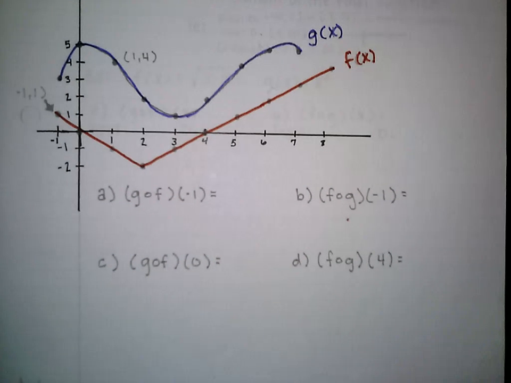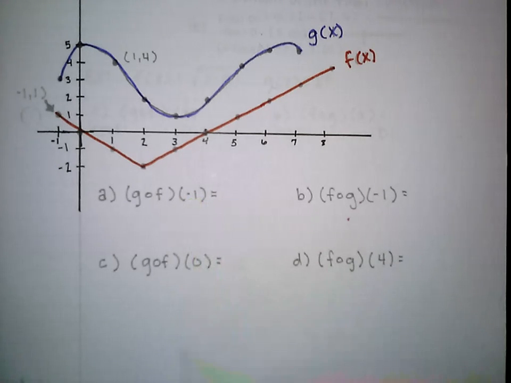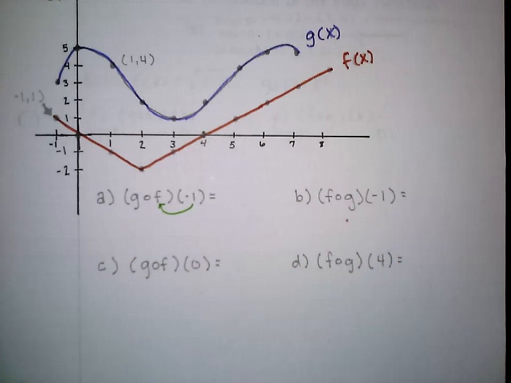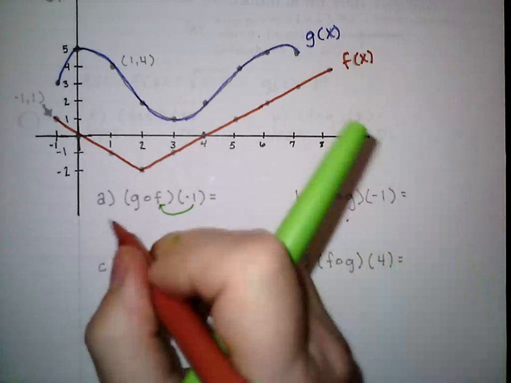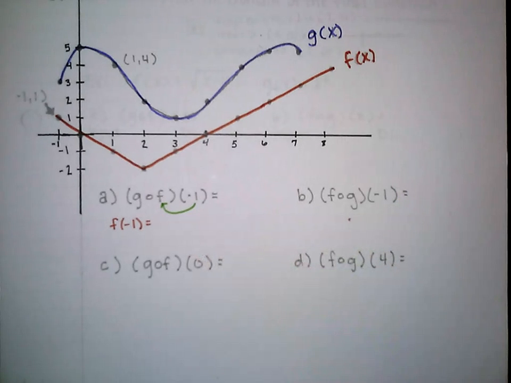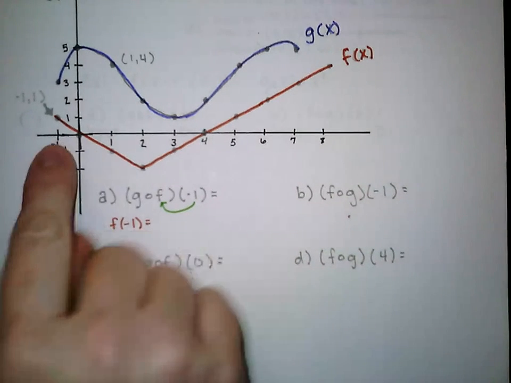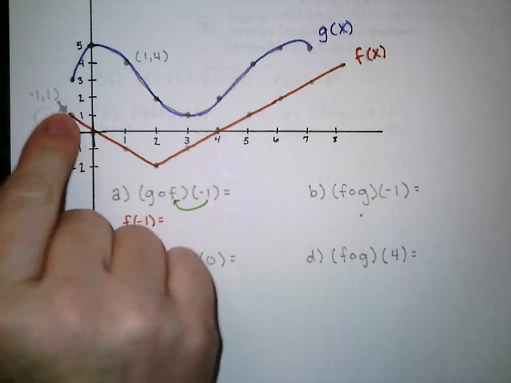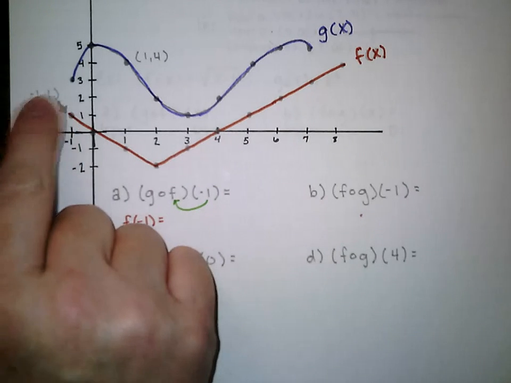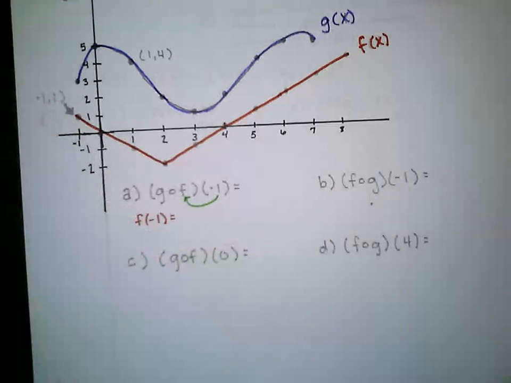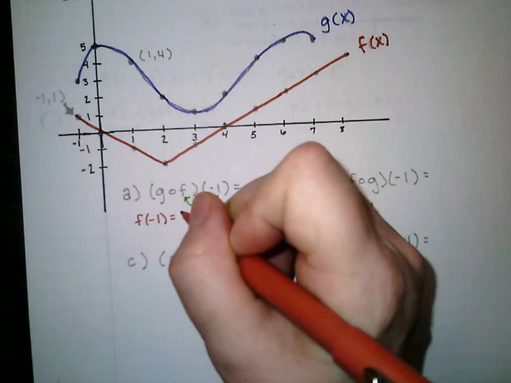So I will start with the input of negative 1. Negative 1 is going to go into F. So I need F of negative 1. F of negative 1, so I'm looking for negative 1 on x and the value on f of x. I have an ordered pair negative 1, 1. So when the input's negative 1, the output is 1. That's the y value. So 1 comes out.